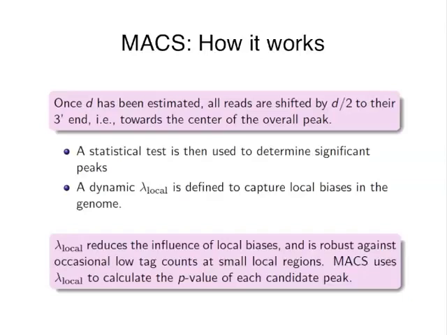You could also set this if it's unable to build a model, and so it shifts all the reads to the center of the overall peak, and then it uses a statistical test to determine which peaks are significant once everything has been moved to its center. And then a local lambda captures local biases in the genome, such as local biases in mapping. So it's really important to have your input in addition to your regular ChIP sample, in order to help calculate and reduce these local biases.